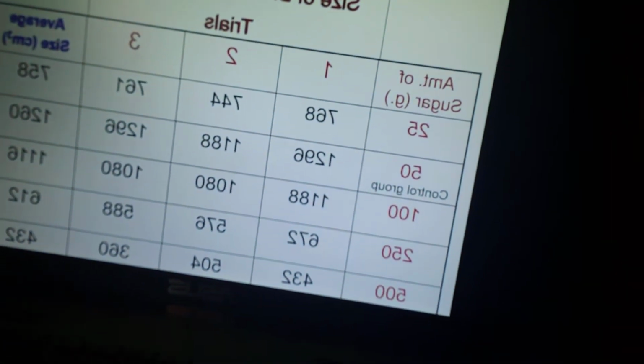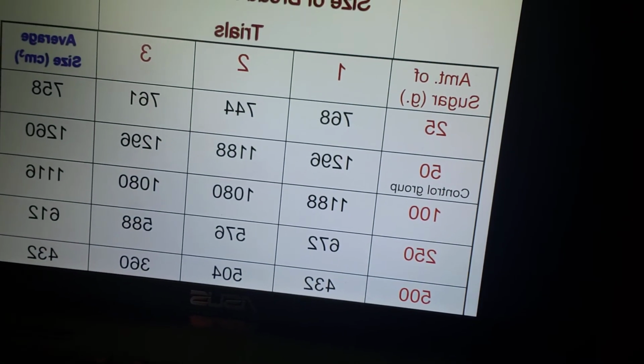So if we take a look then, I've got Johnny's data table right here on my computer. He changed the amount of sugar, and he does several different amounts of sugar. Just to summarize, when he puts in 25 grams of sugar, he gets roughly 758 cubic centimeters of bread. When he puts in the 50, his control group, the amount his grandma uses, his bread is about 1260 cubic centimeters. And then as it goes up, the size of the bread actually decreases. So he's finding out that maybe his guess was wrong. If you put too much sugar in, it's not going to make your bread any larger. That might be confusing for him, because based on what he knew, he would expect the bread to get larger.